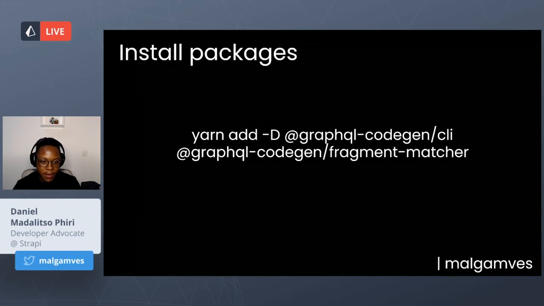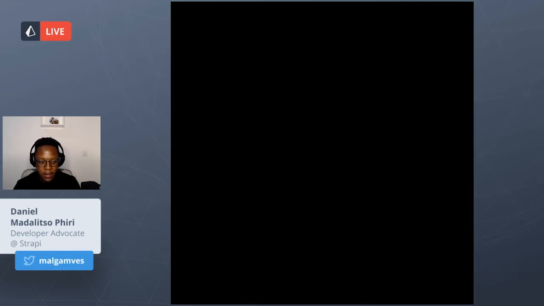So the big thing we need to install first is, of course, the GraphQL codegen CLI. We run this command yarn add -D @graphql-codegen/cli. And then we also need to install a, oh gosh, sorry about that.